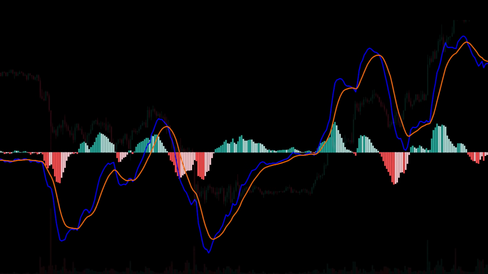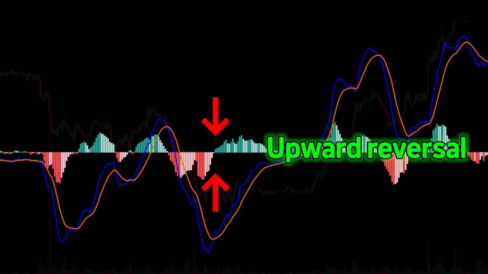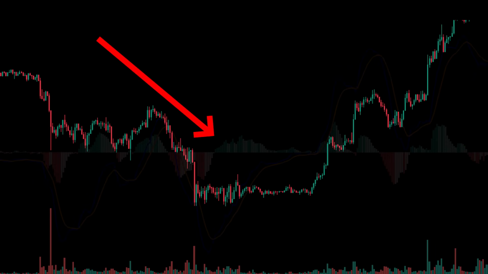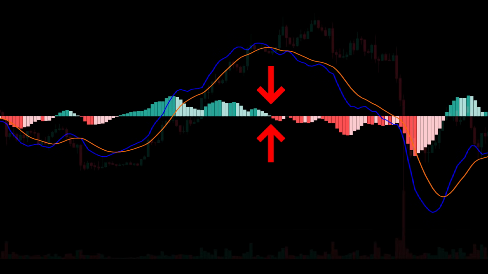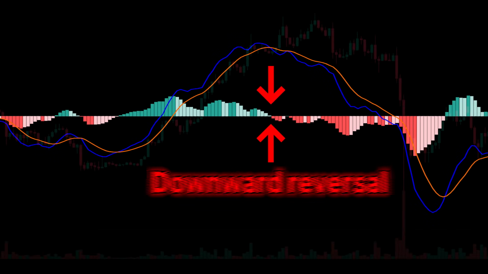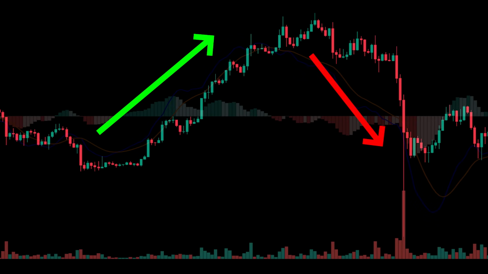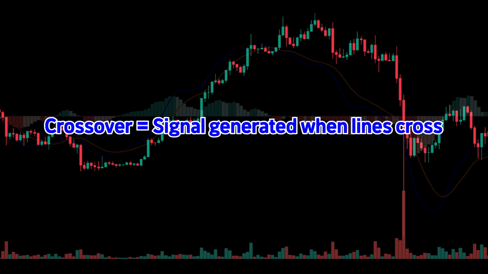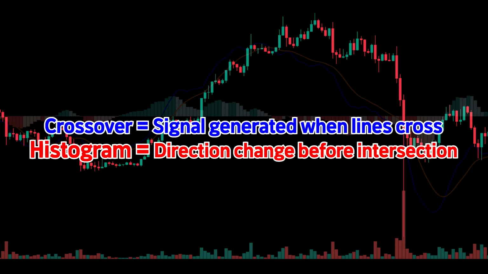Bullish reversal buy: bars are below zero and getting shorter, then one bar comes in longer than the previous. Downside momentum is breaking down and an upside move may be starting. Bearish reversal sell: bars are above zero and getting shorter, then one bar comes in smaller than the previous. Upside momentum is running out. A crossover only fires after the MACD line and signal line actually cross. The histogram shows that shift happening in real time, one step ahead.